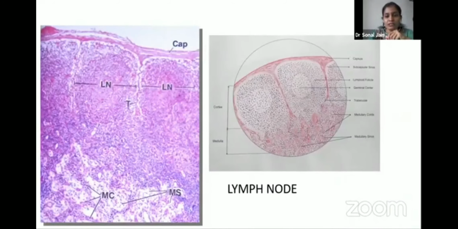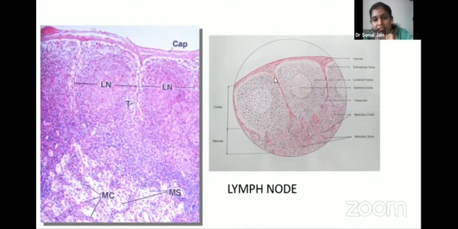Moving towards the lymph node. Lymph node is oval and bean shaped. It is covered with a capsule. The characteristic is that below the capsule there is a space, and that space is called the subcapsular sinus. Sub means below the capsule. Next, it has many afferents, but there is only one efferent. And in the thymus there is no afferent, but it has an efferent. So it has a capsule and a subcapsular sinus or space.